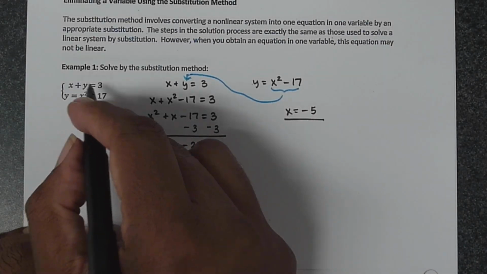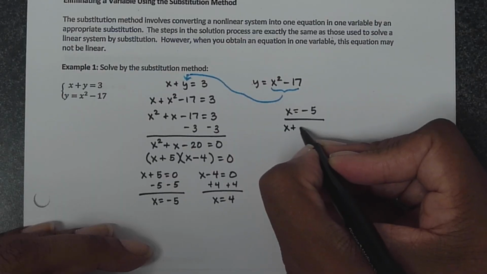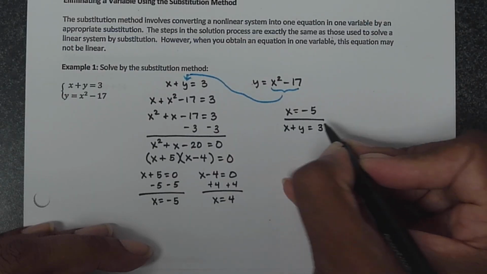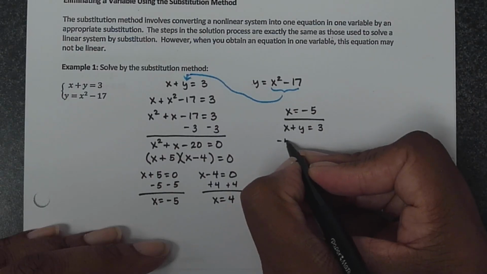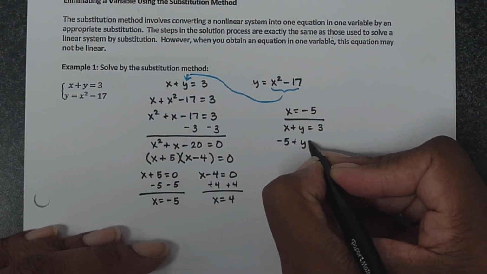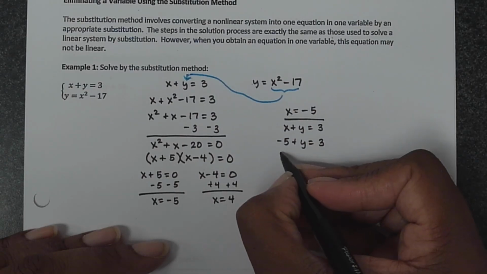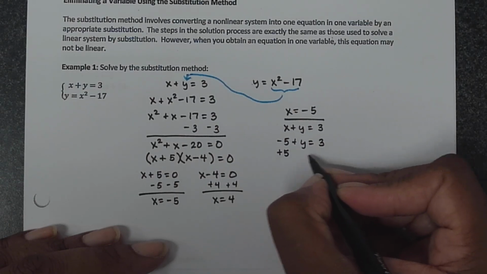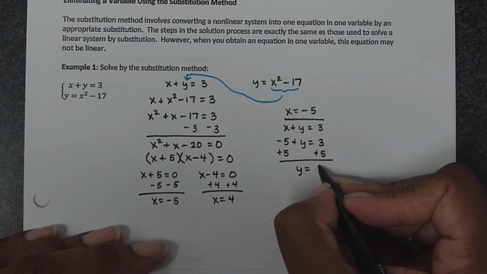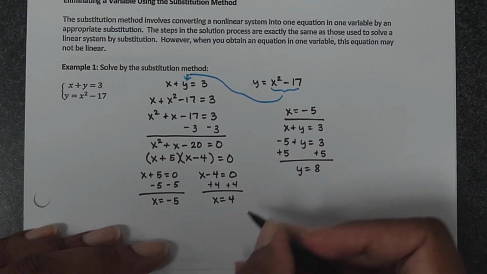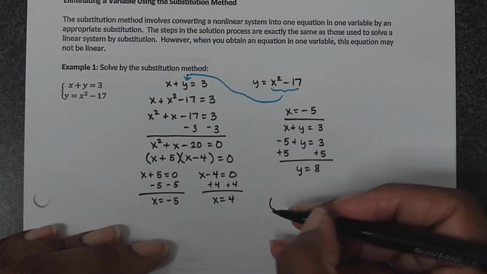And I can use either one of these equations to find out what y is. I'm going to use the easier one, like x plus y is equal to 3. And then substitute my x with that negative 5. So I got negative 5 plus y is equal to 3. And to get y by itself, I have negative 5, so I need to add 5 to both sides. So that means y is equal to 3 plus 5, which is 8. So one ordered pair would be when x is negative 5, y is 8.